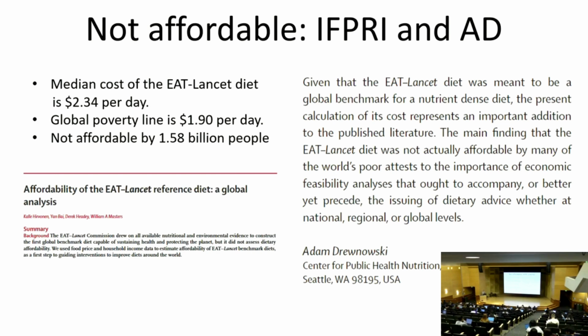There was an attempt to look at global diet prices, made by the International Food Policy Research Institute in DC. They do a lot of work for the Bill and Melinda Gates Foundation. They work with the World Bank, and they are in a position to get global prices. What they figured out was that the median cost of the Eat Lancet diet, largely because of the vegetables, which are not cheap, was about $2.34 per day, but the global poverty line was $1.90. As a result, an estimated 1.58 billion people could not afford the Planetary Health Diet. So the second issue was affordability.